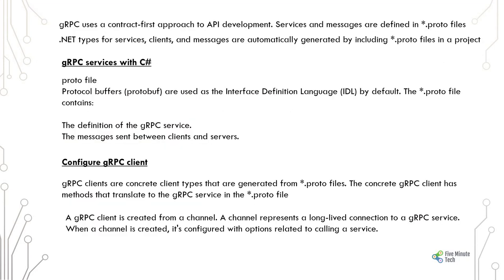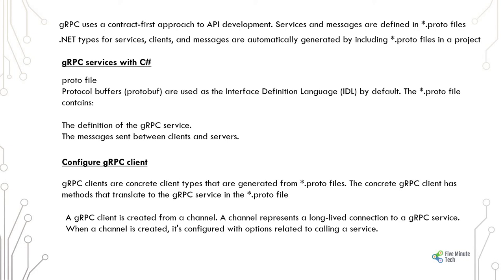gRPC uses a contract first approach in API development. Services and messages are defined in .proto files. So we'll be talking in detail about how the .proto file helps in the communication. .NET types for services, clients, and messages are automatically generated by including the proto file in the project.